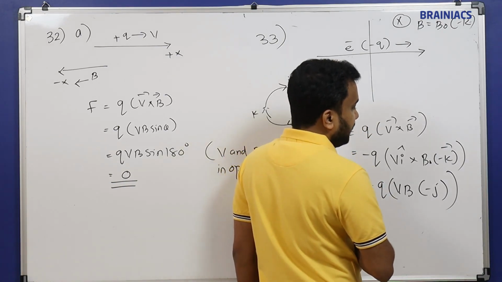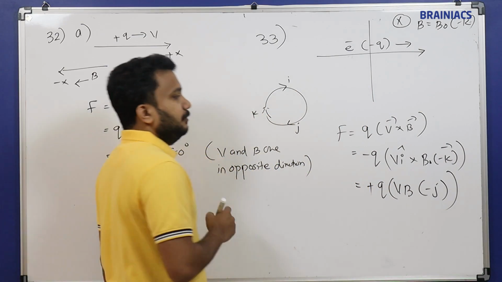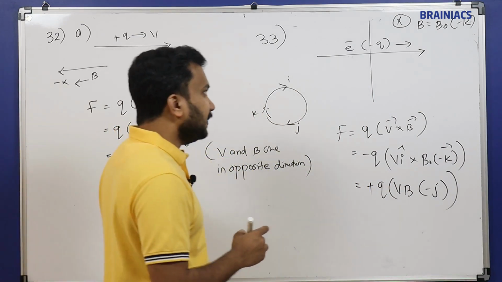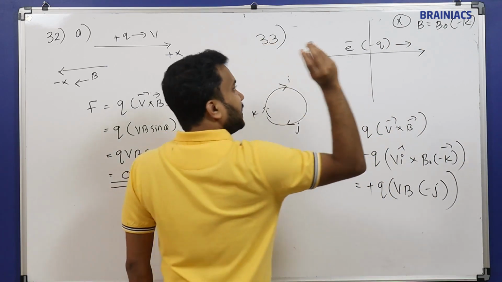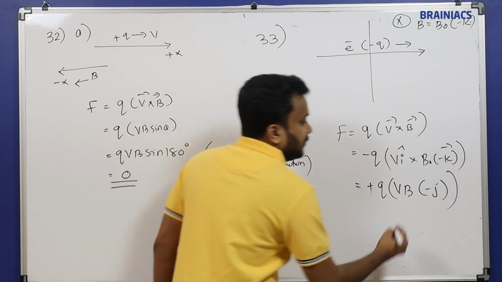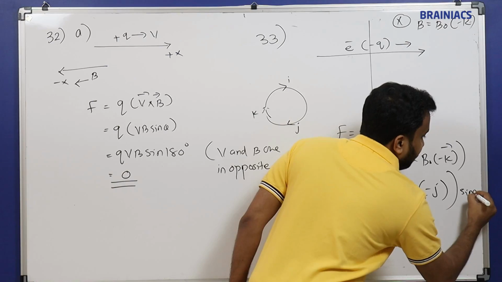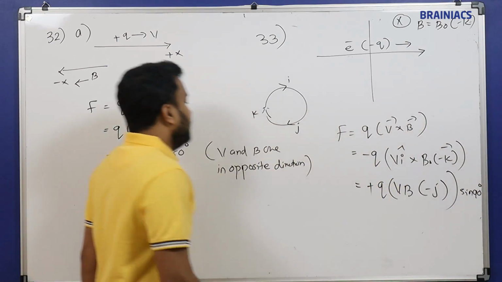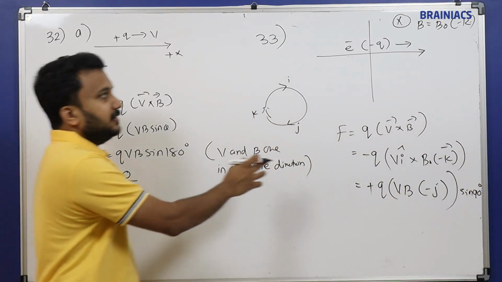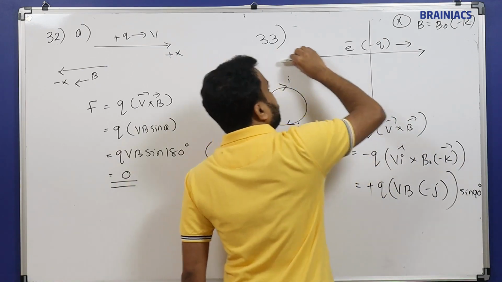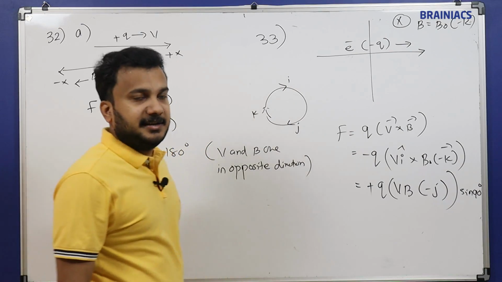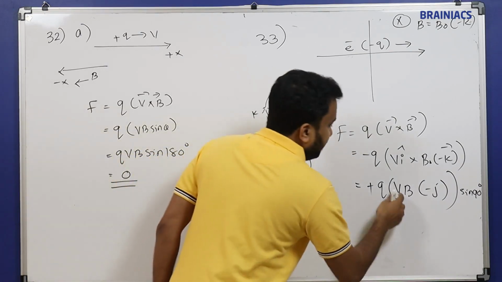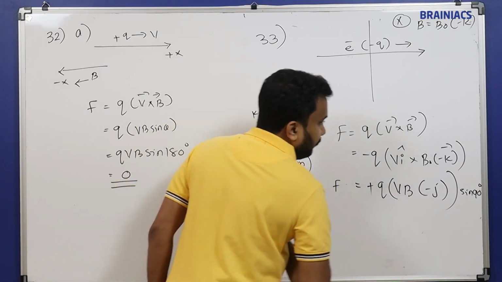If I am doing v cross b, that means i cross k. Here the velocity is in this direction and the magnetic field is into the board, both are perpendicular, so vb sine 90 degrees will come. Here we got sine 180, and here we got sine 90, because the electron is moving like this and the magnetic field is into the board, both at 90 degrees. So this is the value of force.